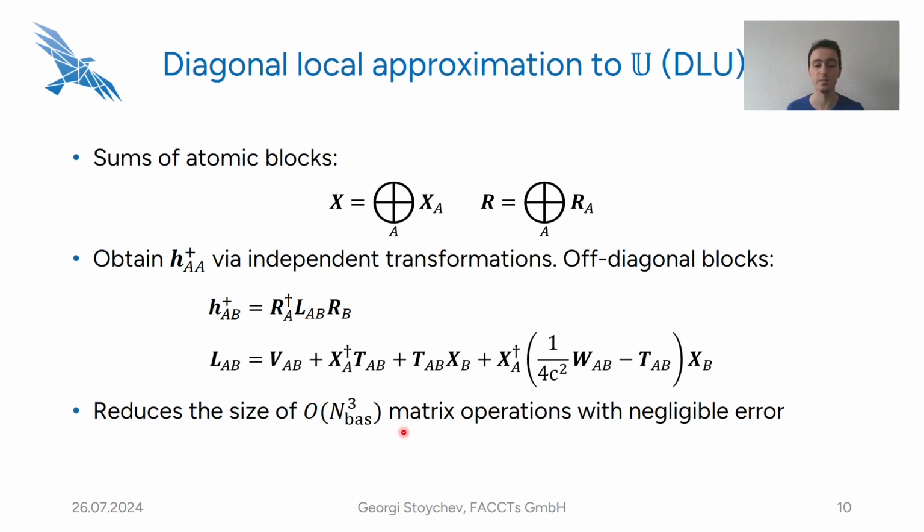This reduces the size of the matrix operations to the size of atomic blocks, and therefore it reduces the computational cost of these transformations with what has been consistently shown to be negligible errors.